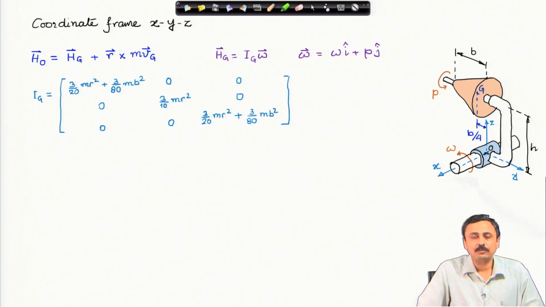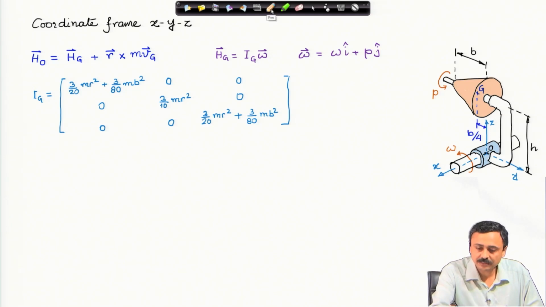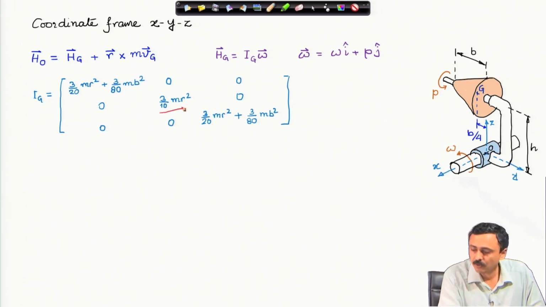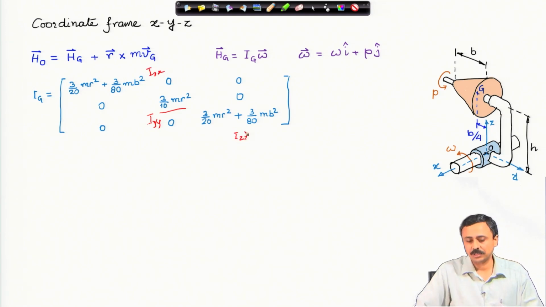The moment of inertia of a right circular cone about its center of mass is represented by this tensor. It is because this x y z happens to be the principal axis for the cone, therefore, we have a diagonal Ig matrix. You will notice that this is I y y, which is the axis of symmetry, and I x x and I z z are the same, because this is a symmetric object.